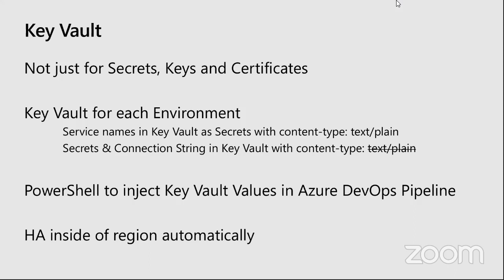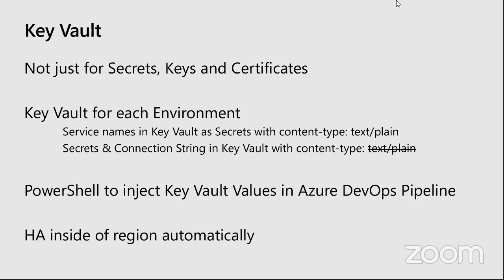So what I do is I create a Key Vault for each environment. This could be dev, test, UAT, prod, depending on which mix that you have in Azure. This could be used from non-Azure too, because you can access Key Vault pretty much over the web. I put all the service names and things like that into Key Vault, and I give them a content type of text plain. I have a set of PowerShell that I use to inject these values into my Azure DevOps pipeline.